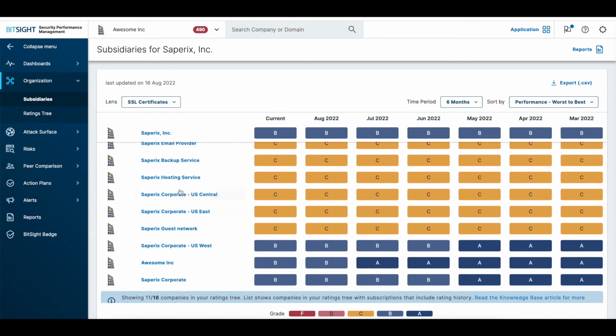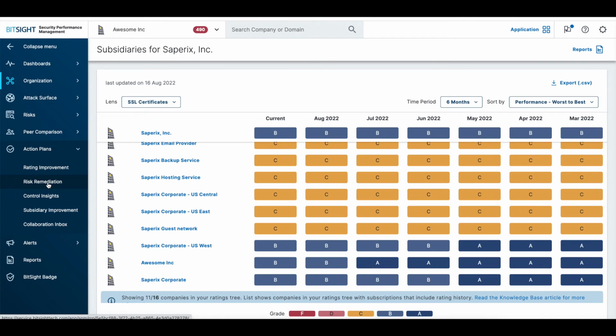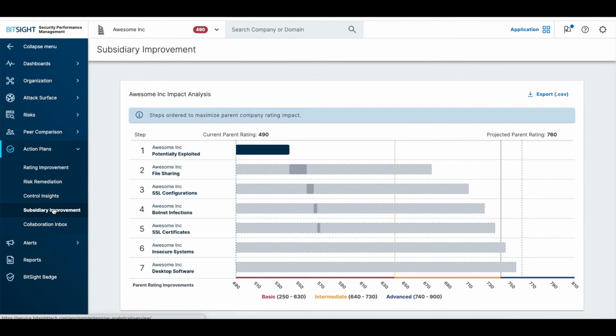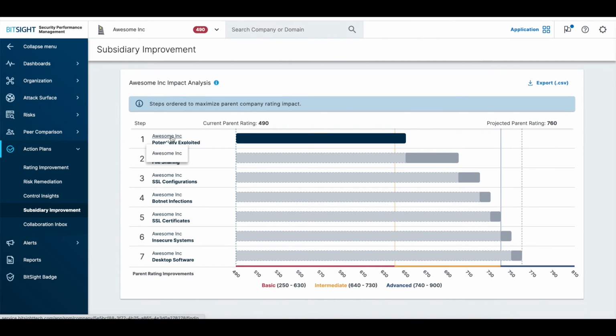Now to continue my governance job, I'm going to open up the subsidiary improvement plan. This is going to help me understand how my subsidiaries are performing with a stack ranking against each other and where I need to ultimately spend most of my time and resources to improve my parent rating. So remember Awesome Inc.? Well, we see them right here as the number one reason why I have the parent rating of 490. If they were to improve the risk vector we see right below that, we could get all the way up to a 640.